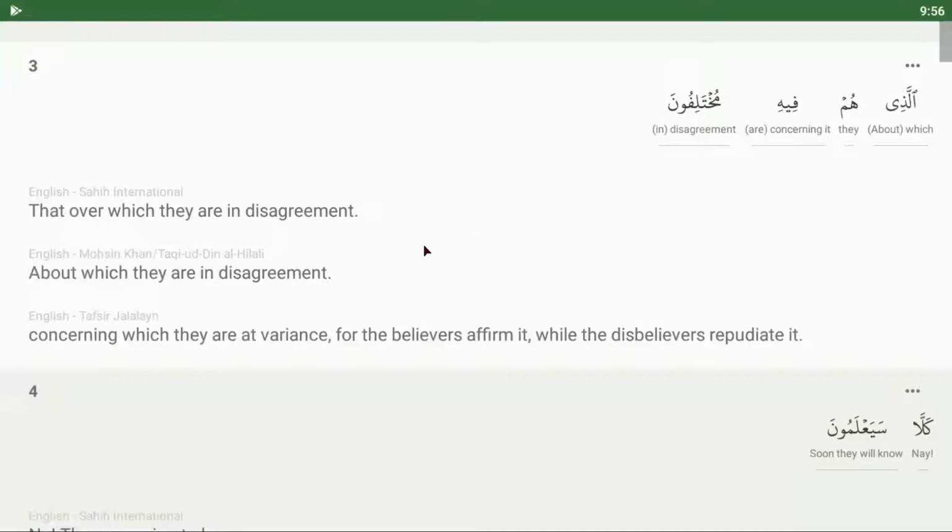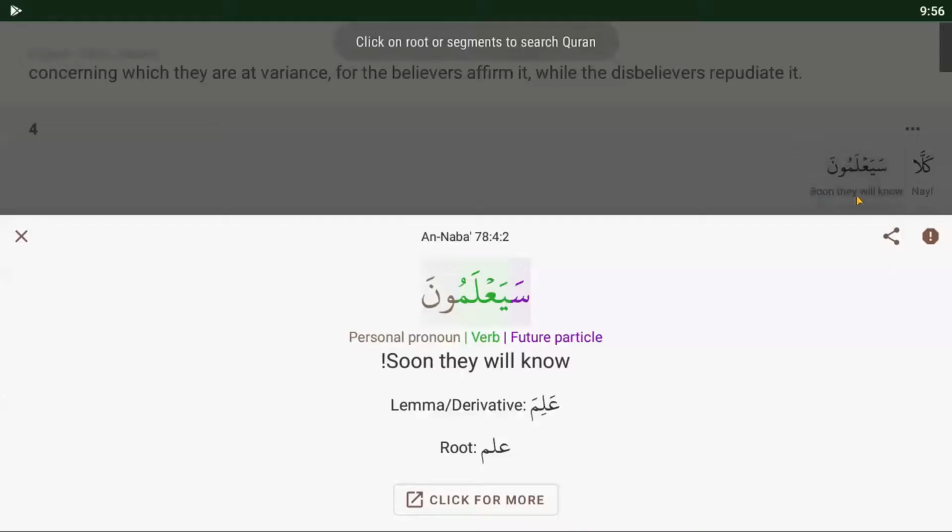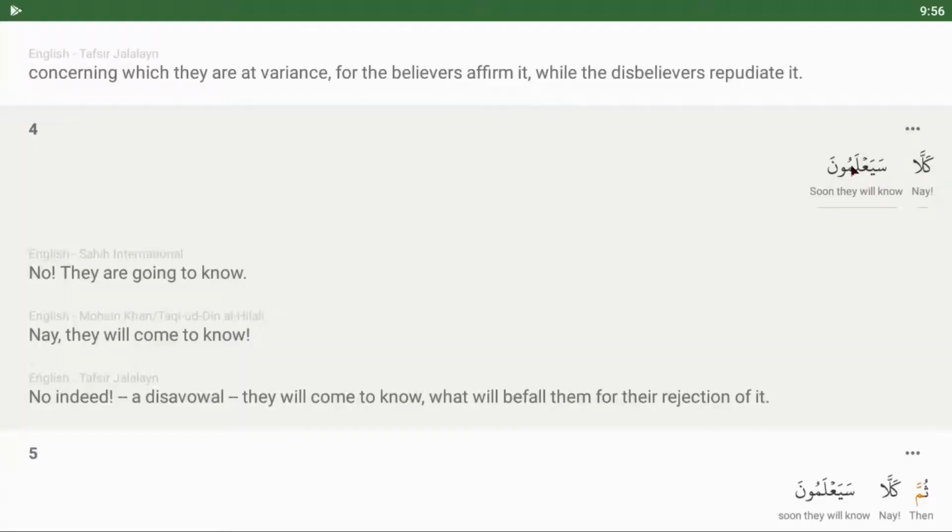Kalla sayalamun. Soon, nay, soon they will know. He's saying never, and then sayalamun, indeed, a disavowal. They will come to know. Kalla, how dare you reject this? They will come to know, sayalamun.